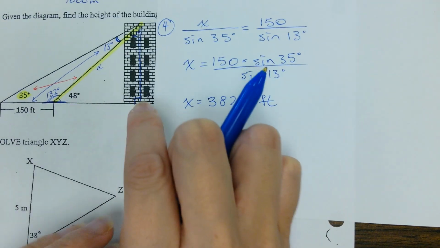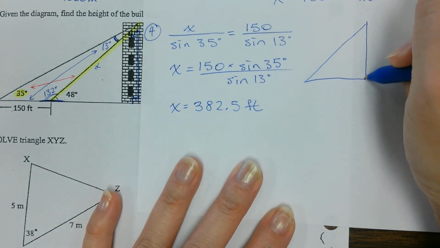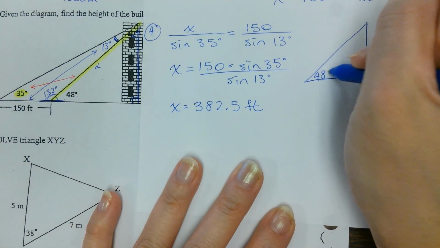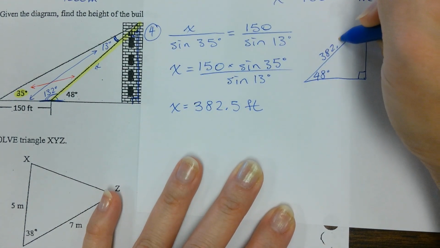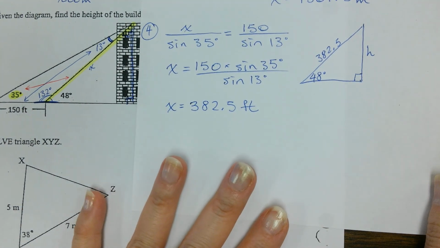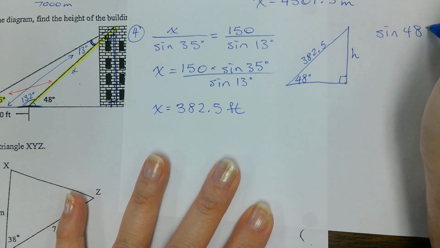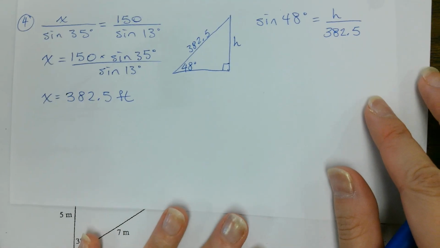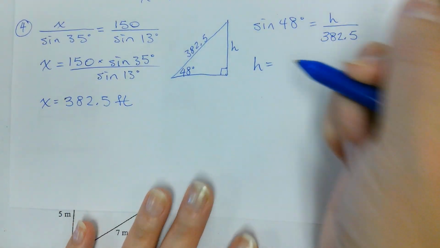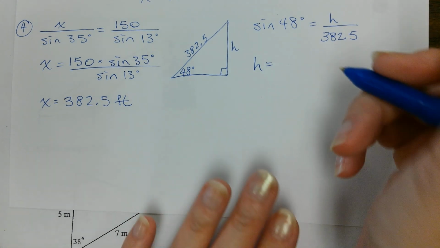Once I have that, now I can do my right angle triangle right here with the 48 degrees to do SOHCAHTOA. Right, 48 degrees, this is 382.5. I want to find height. Opposite over hypotenuse, so it's sine. So sine 48 degrees equals opposite over hypotenuse. So h equals, just multiply, 382.5 times sine 48.